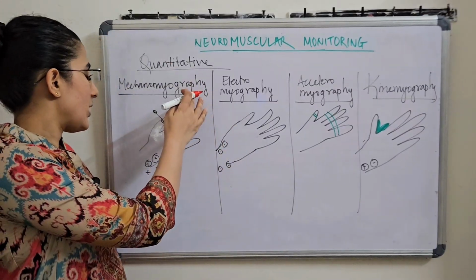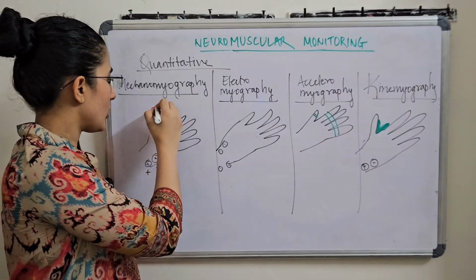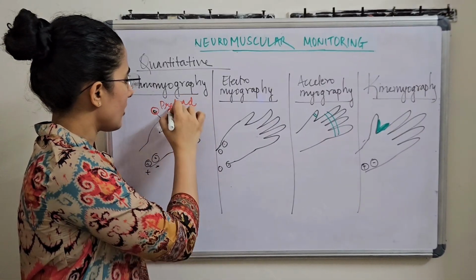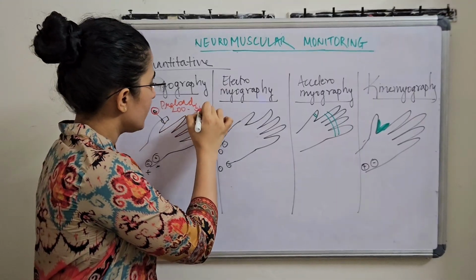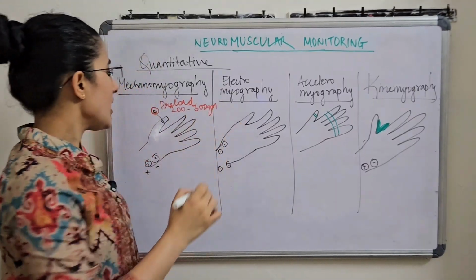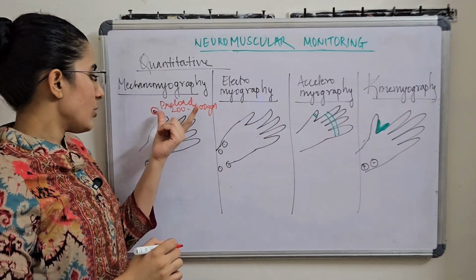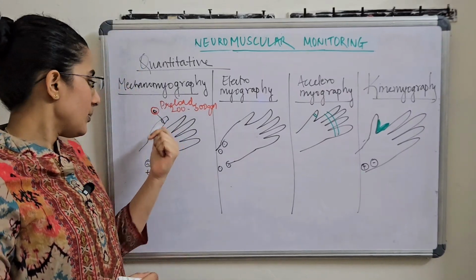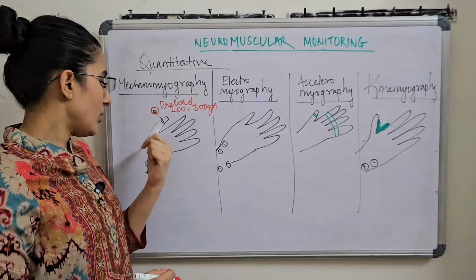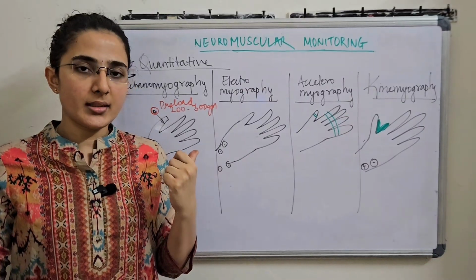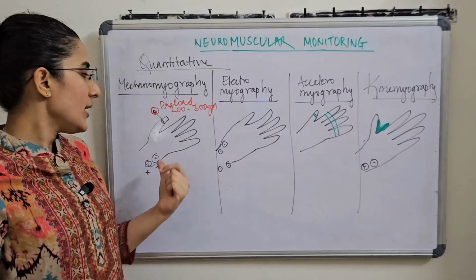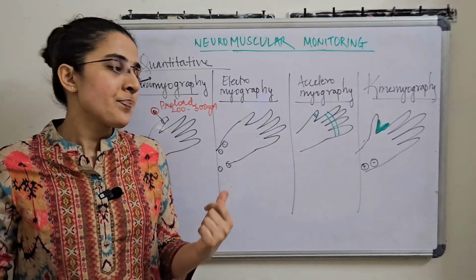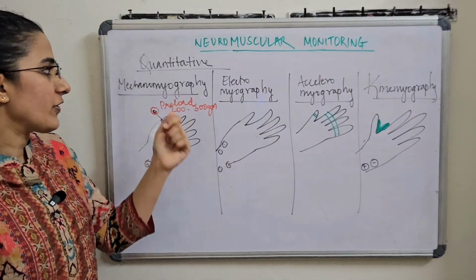So in mechanomyography, there is a fixed preload of about 200 to 300 grams attached to the thumb. This preload produces isometric contraction of the muscle, and this contraction is detected by the signals and represented quantitatively. So this is mechanomyography.